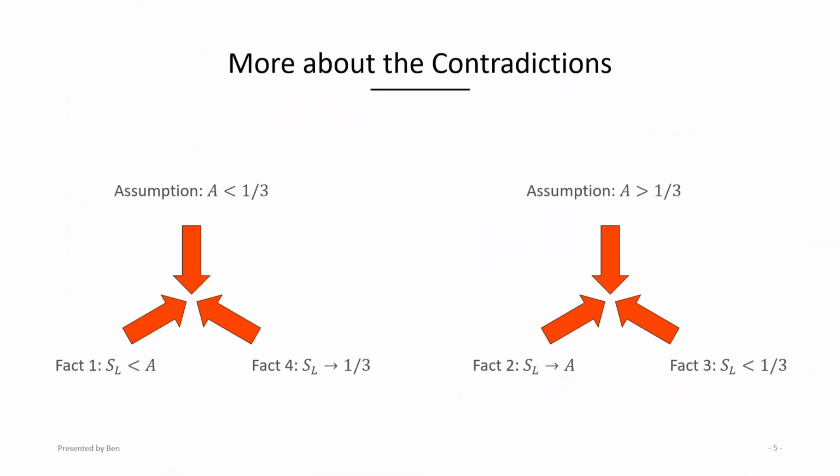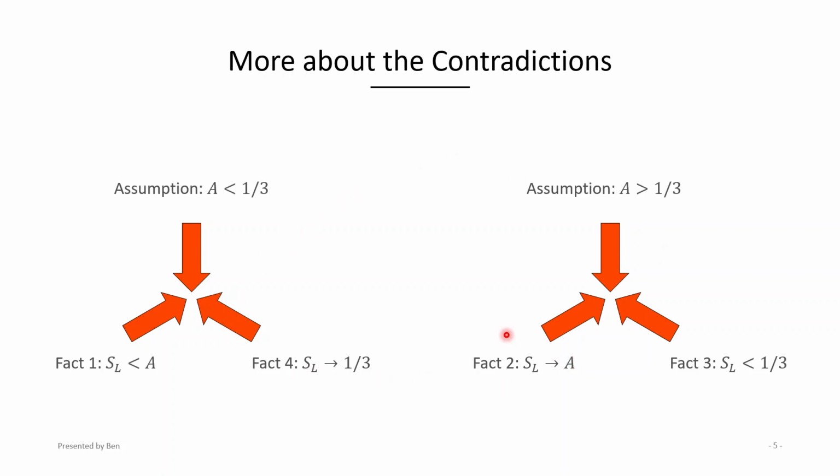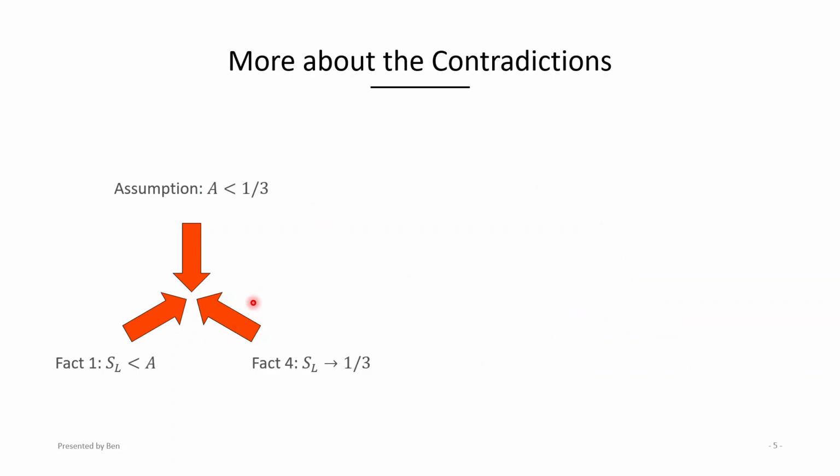So our proof actually shows this. This assumption is not compatible with these two facts, fact 1 and fact 4. This assumption is not compatible with these two facts, fact 2 and fact 3. Now let's do more research. We still look at the left first.